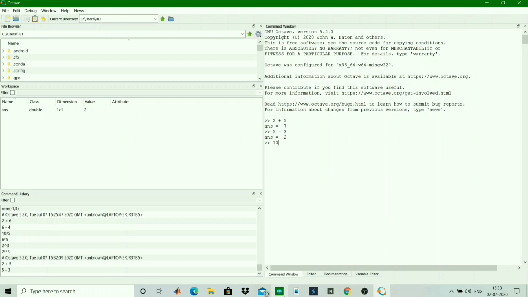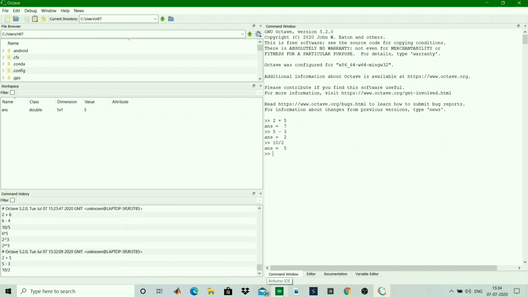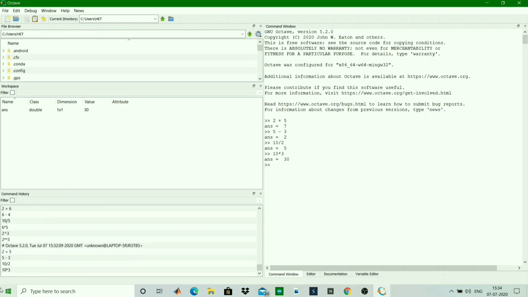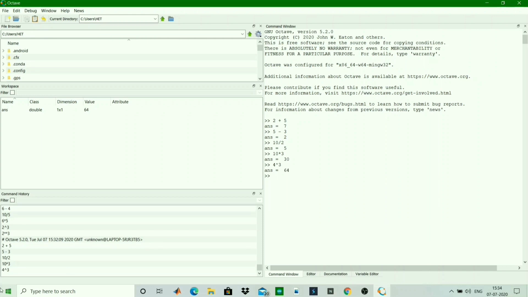Let's see division. 10 divide 2. We use division in MATLAB or Octave, like as I have shown here. Now we'll see about multiplication. 10 into 3 gives 30. The asterisk symbol here acts as a multiplication operator. We will see exponential. 4 to the power 3. The answer would be 64. And this is the exponential operator.